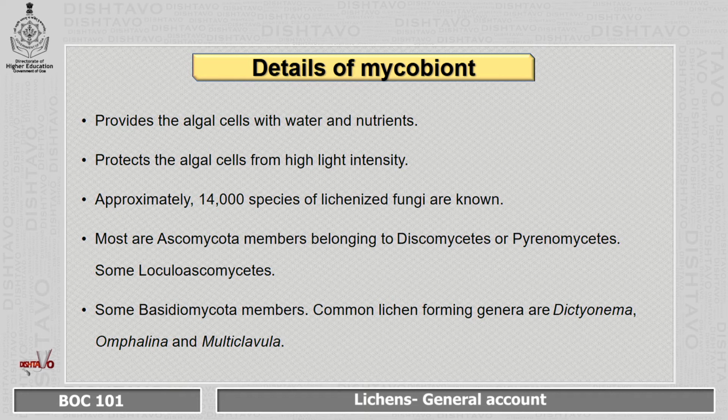Ascomycota members belonging to Discomycetes or Pyrenomycetes. Some of them may belong to Loculoascomycetes. Some of the Basidiomycota members belong to genera Dictyonema, Omphalina and Multiclavula. But compared to the Basidiomycota, most of the lichens have Ascomycota as their fungal symbiont.